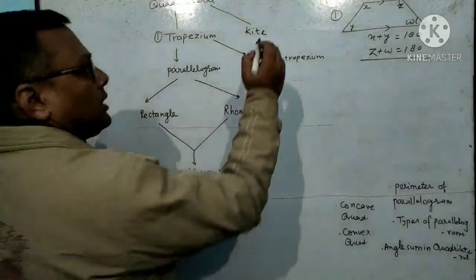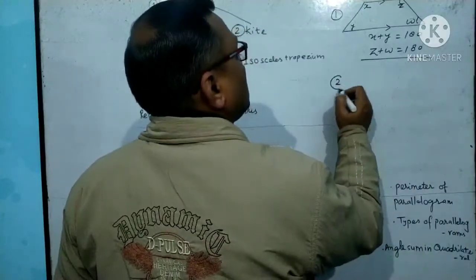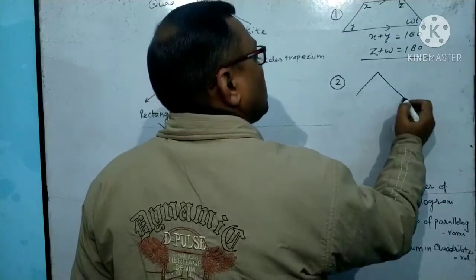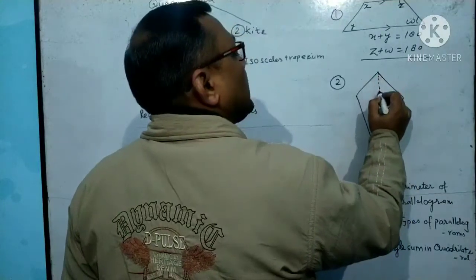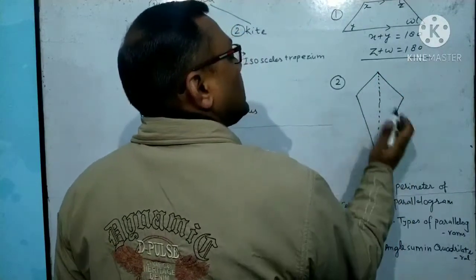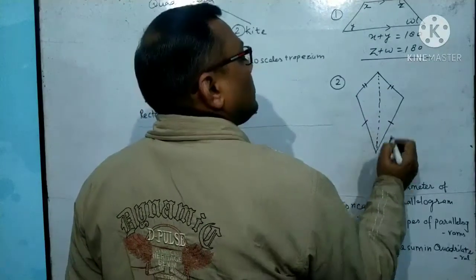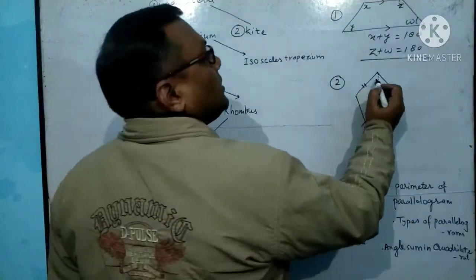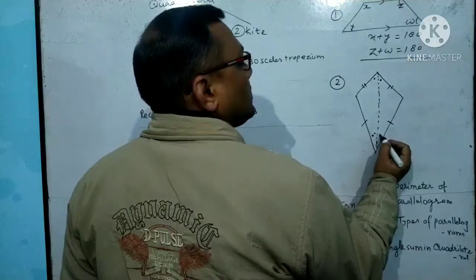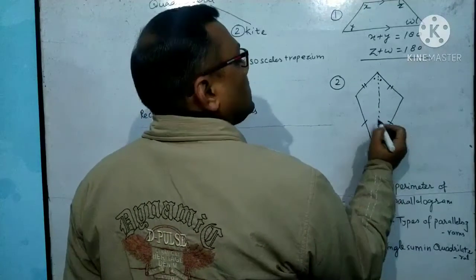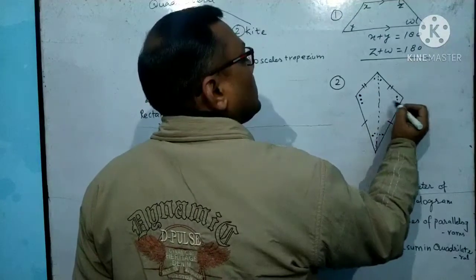Now on the number 2 we are going to take kite. So you note down kite's property like this. This is kite. This is the axis of symmetry about which the kite is symmetrical. These two sides are equal, these two sides are equal, these angles are also equal, these angles are also equal, and the third one, this angle is also equal, this angle is also equal.